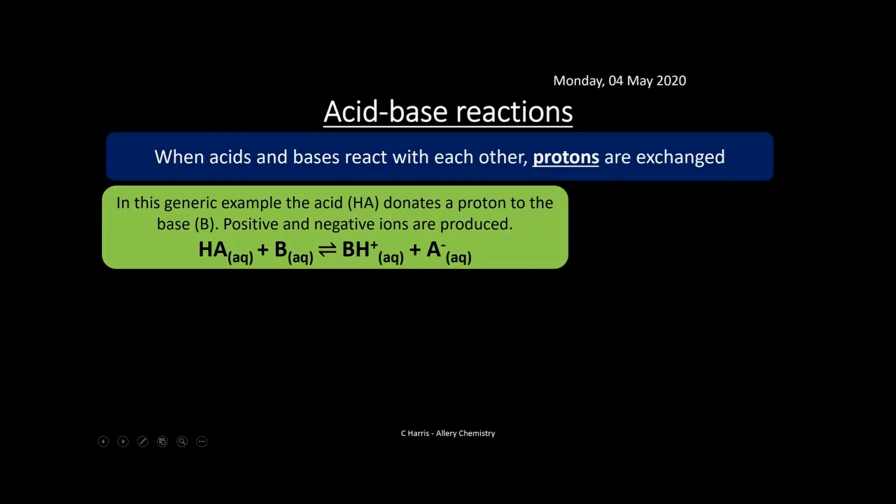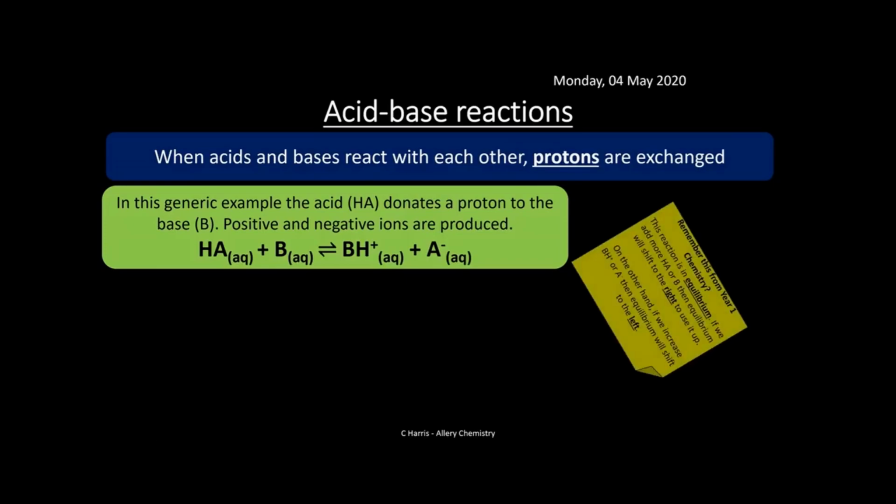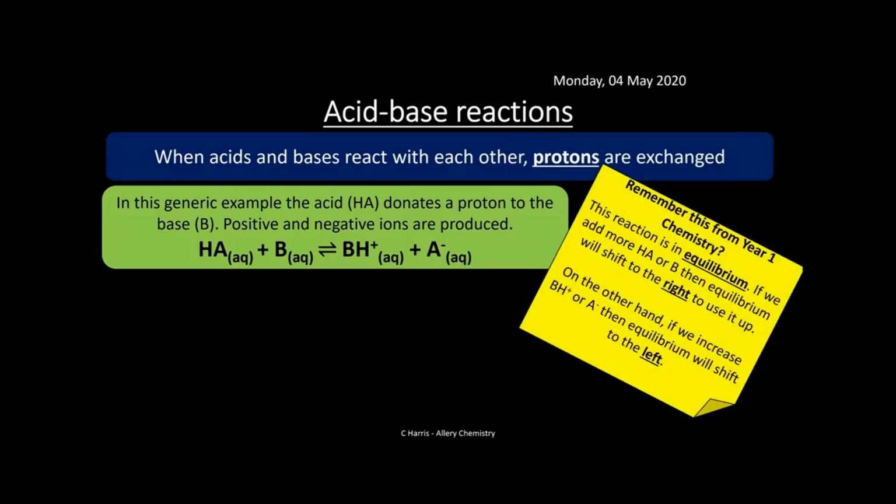You can see here, here's your acid, there's your base, that produces BH plus and A minus. The base has accepted the proton from HA to form BH plus, and then the A is left behind, which is the A minus. So this is what we class as an acid. This is from year one chemistry, so you would have seen this.